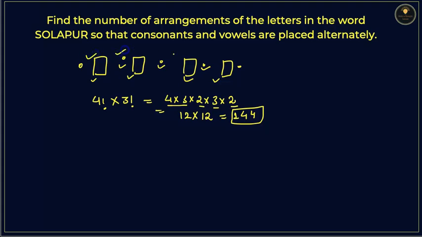Either I can take these 3 positions, or I can take these 3 positions, or I can take these 3 positions. That's why you are getting the answer as 4 factorial multiplied by 3 factorial.